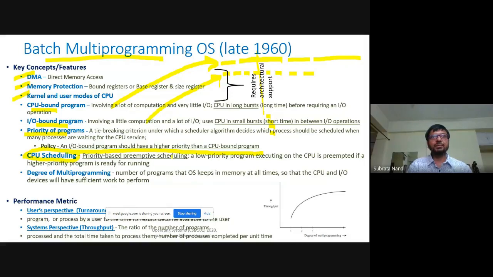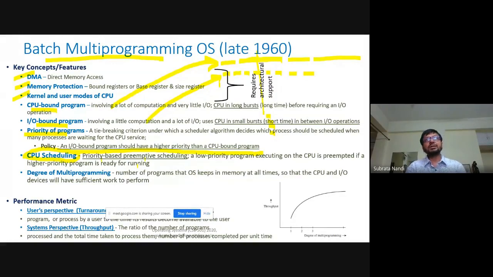The term is self-explanatory because we know what preemptive means and what priority means. A low priority program executing on the CPU is preempted. Low priority means a CPU bound job. If it is executing on the CPU, it will be immediately preempted if a higher priority program, that is an IO bound job, is ready for running. It has just returned from IO, so it will be forcefully preempted. So it's a kind of preemptive priority based scheduling.